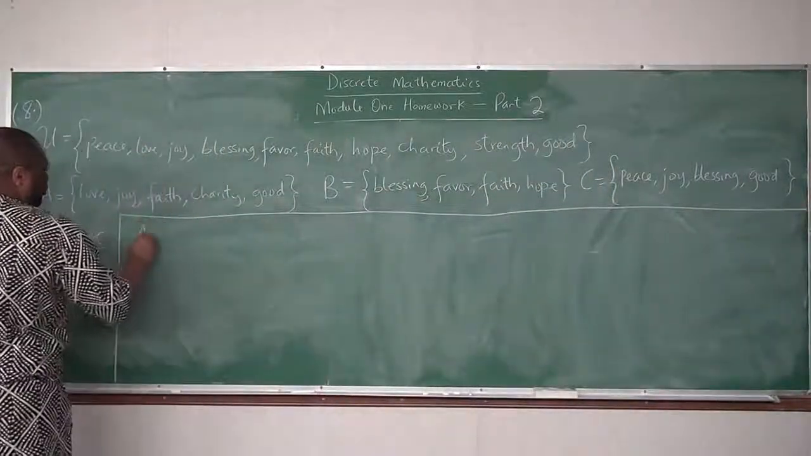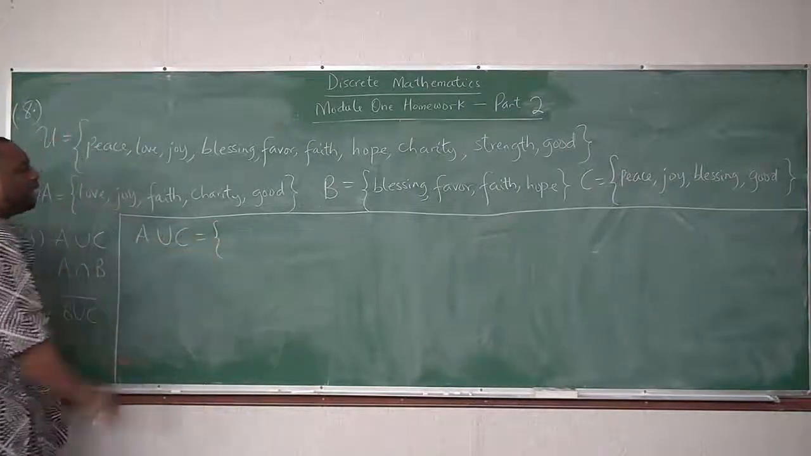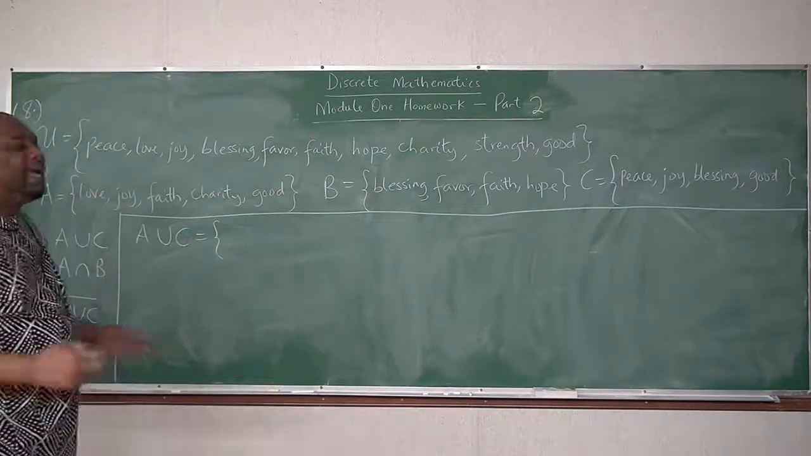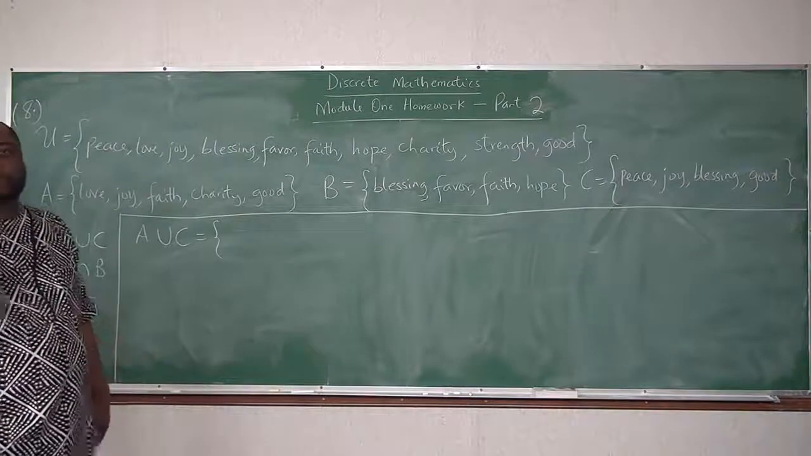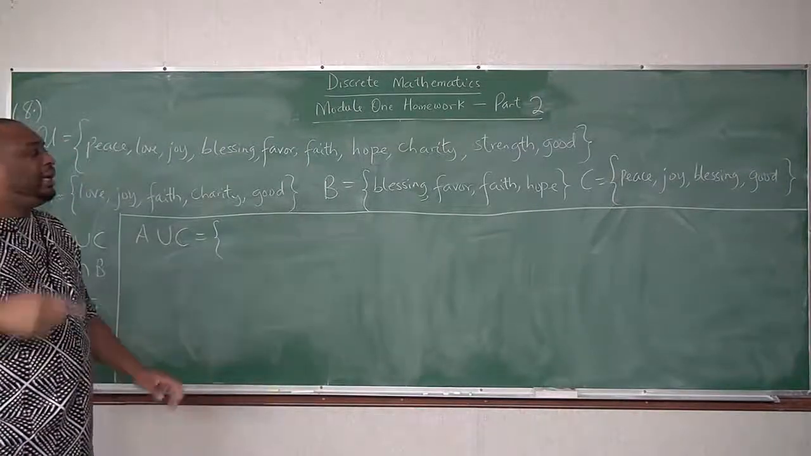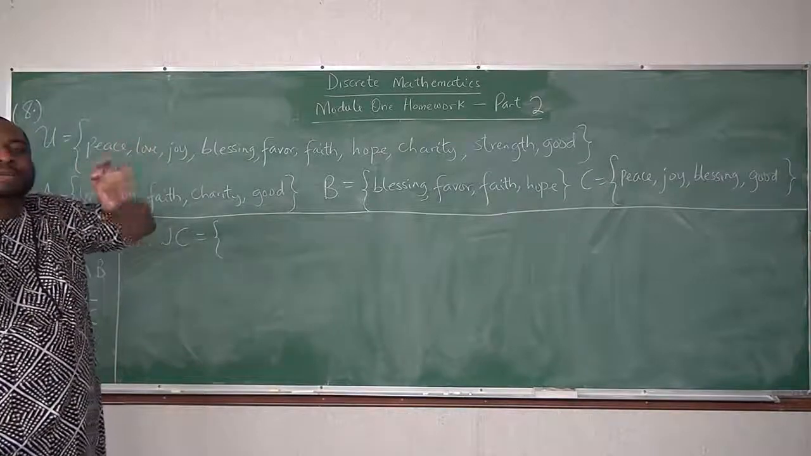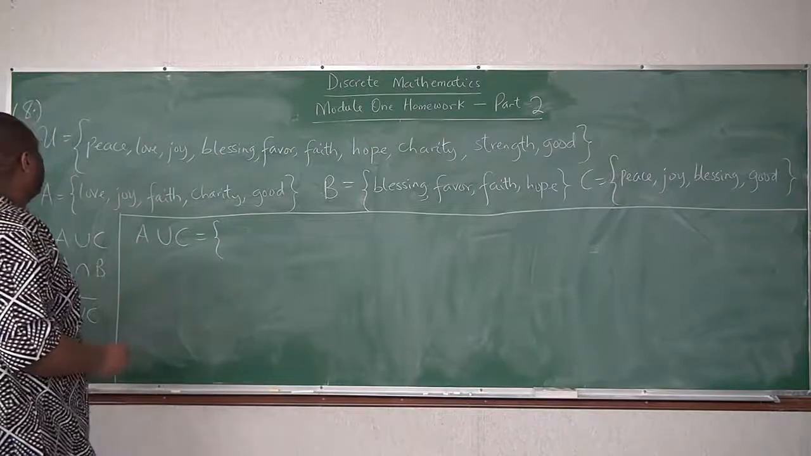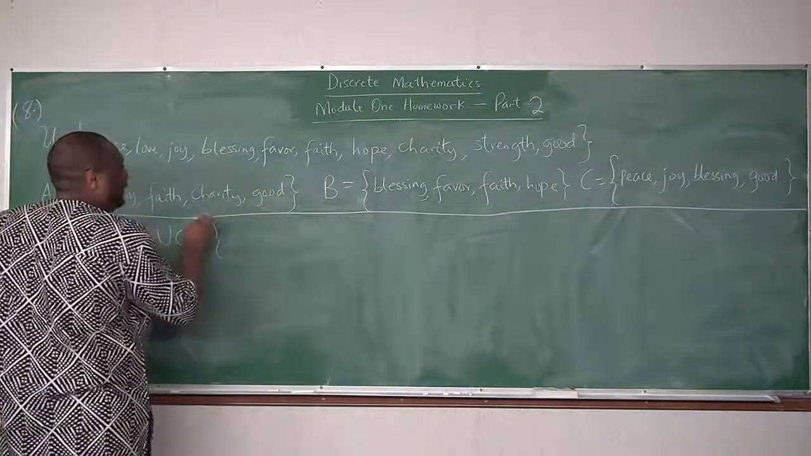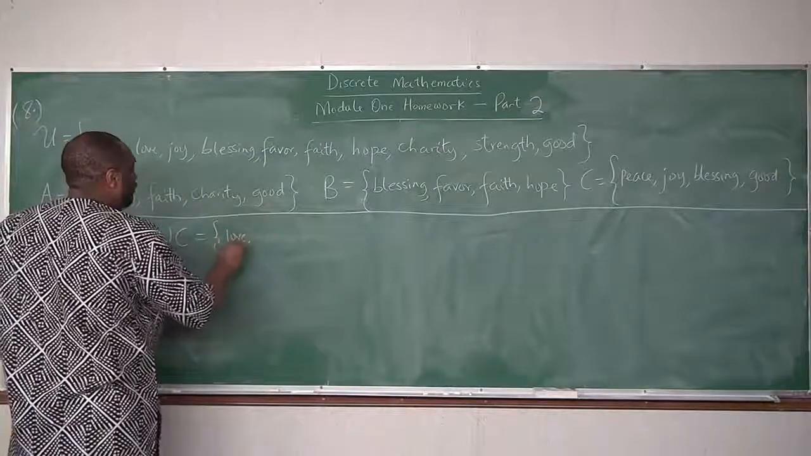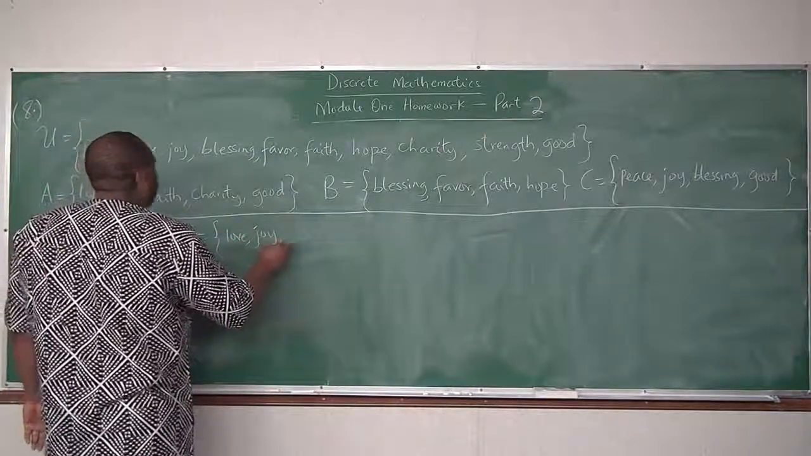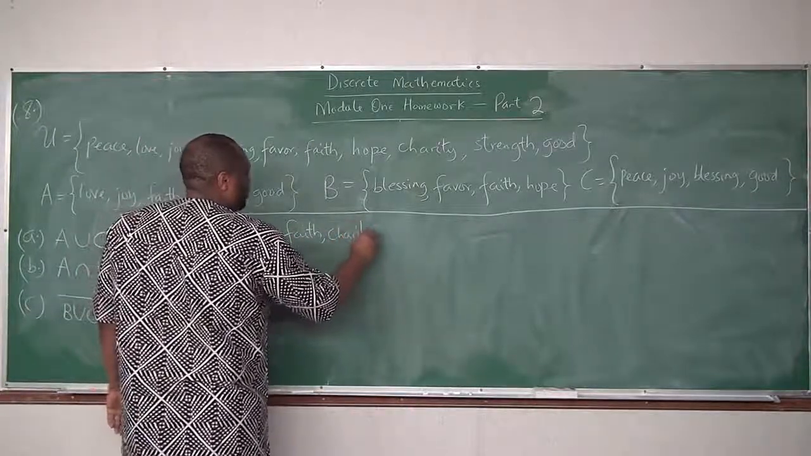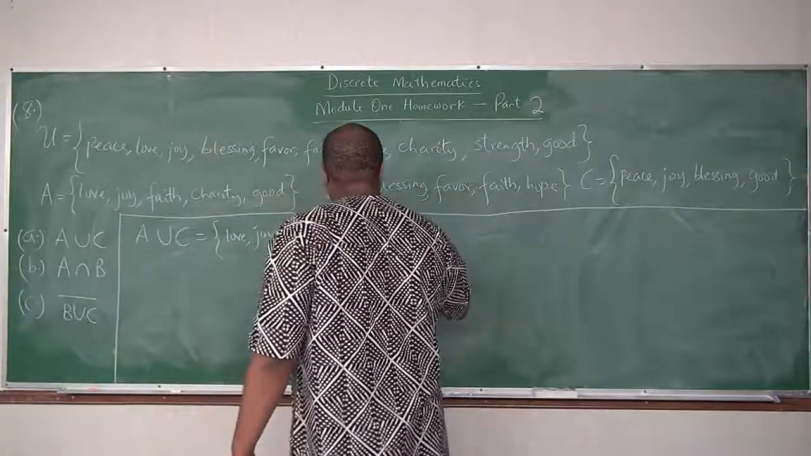So A union C. Union is like marriage, okay? Get everything that A has, get everything that C has. If they have anything in common, do not write it two times. We did this in part one, and we also explained this in the videos on sets. So we get everything that A has first: love, joy, faith, charity, good.